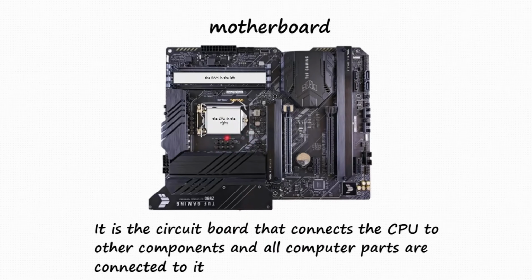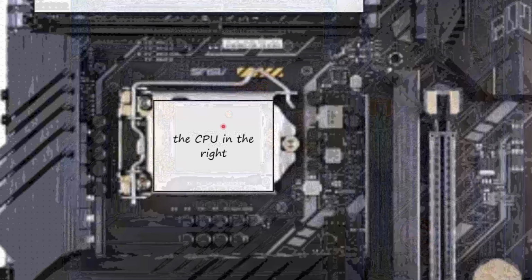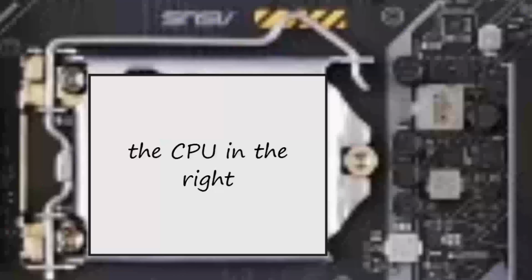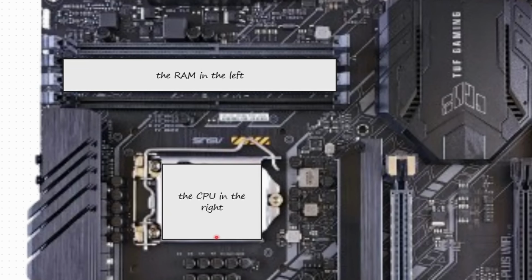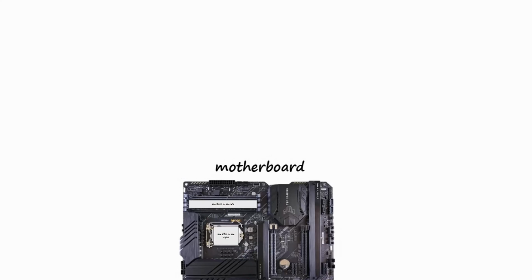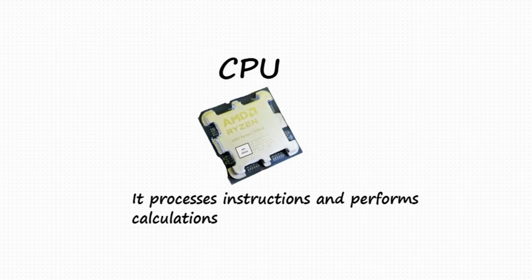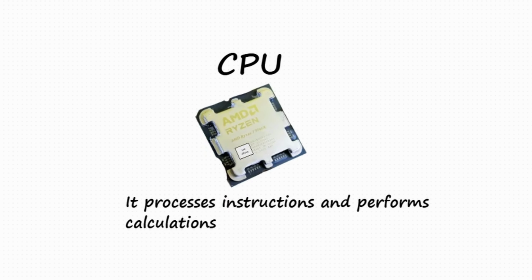Let's look deeper. We can see in the motherboard a small square part, but of great importance. It is the CPU, which stands for Central Processing Unit. What does the CPU mean? The CPU is the brain of the computer. It processes instructions and performs calculations. It is also known as a microprocessor or processor.